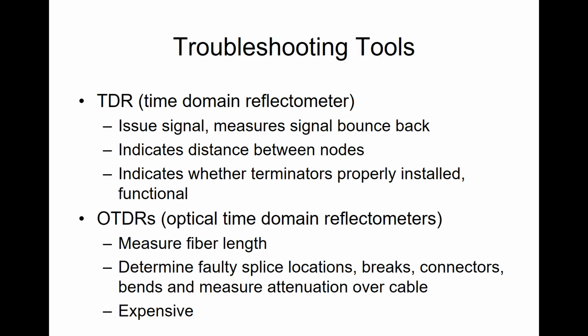These actually measure everything from the fiber length. I can determine where every splice is from that light that bounces back. I can find breaks. I can find bends that are out of spec. These guys are expensive. About the cheapest decent OTDR is about $40,000 to $50,000.